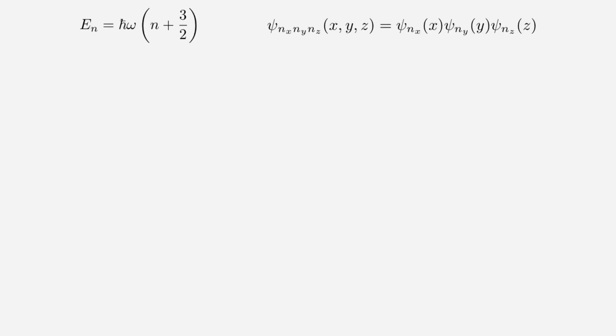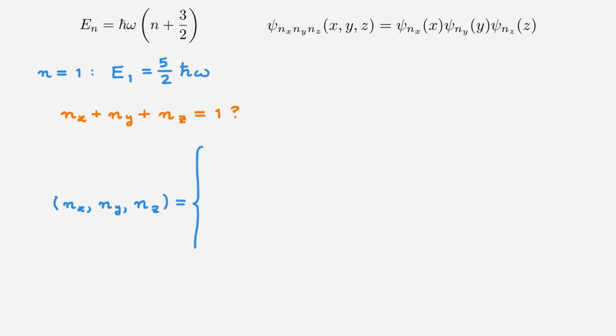Let's next consider the first excited state with n equals 1. The energy E1 is equal to 5/2 h bar omega. So, how many distinct states are such that nx plus ny plus nz equals 1? There are three possible choices for nx, ny, and nz.